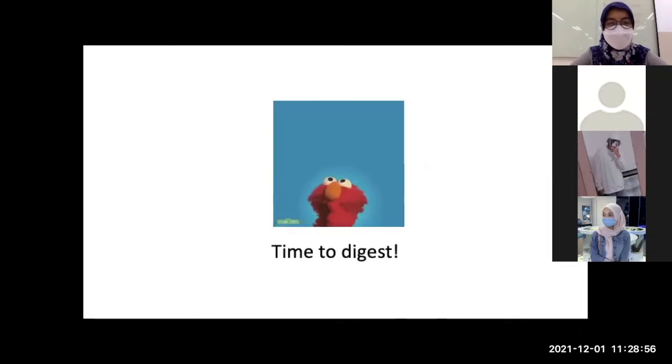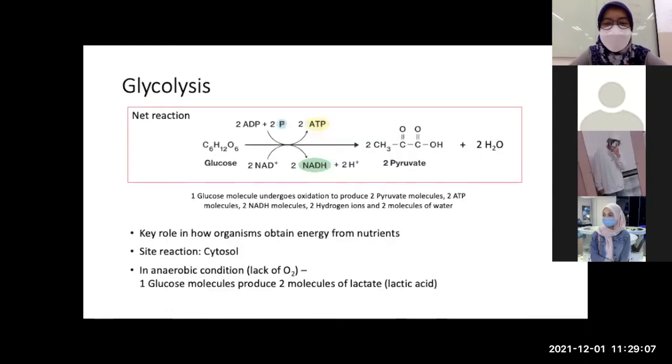Okay, so I will give you some time to digest. 2 minutes to digest. You can look back at this pathway and try to digest in 2 minutes.